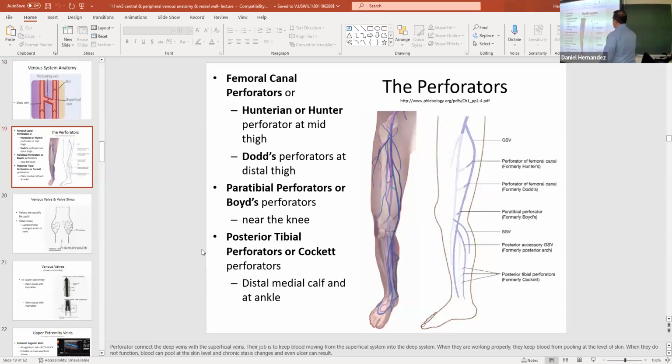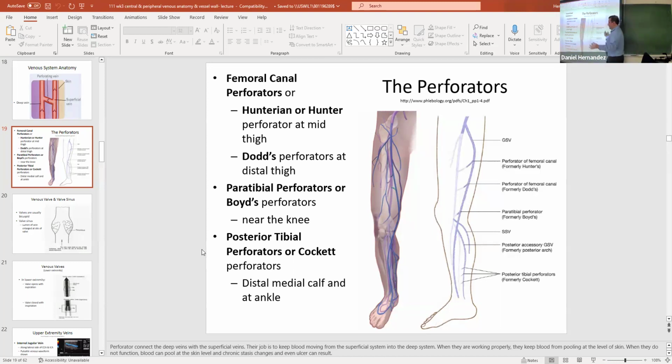So those perforators. In terms of the lower extremities, really, we're only focused on the perforators for the lower extremities. There are perforators that exist in the upper extremities, but boards doesn't really test you on them. And in terms of clinical significance, we really don't assess the upper extremities for venous reflux.